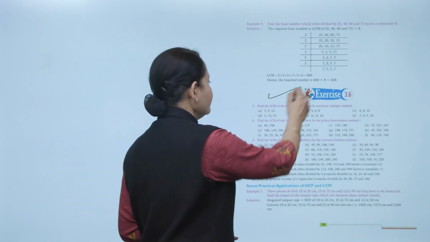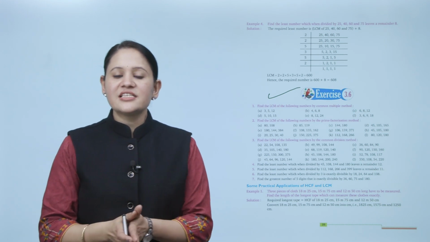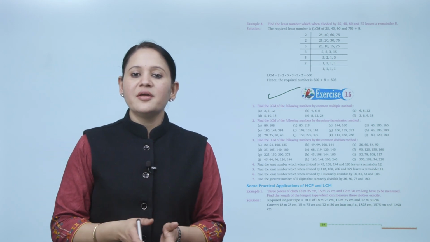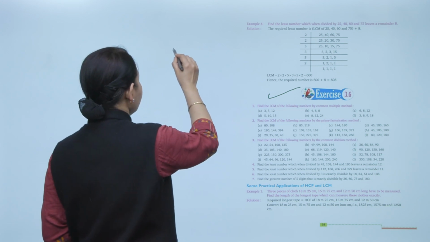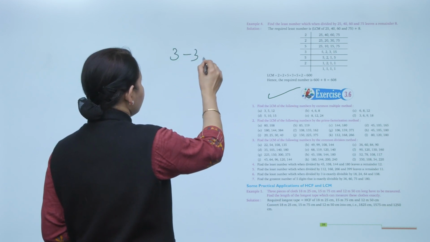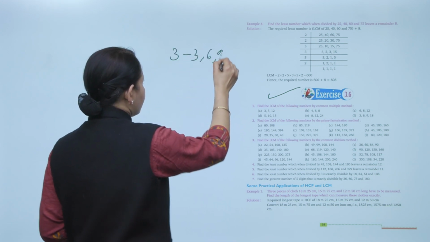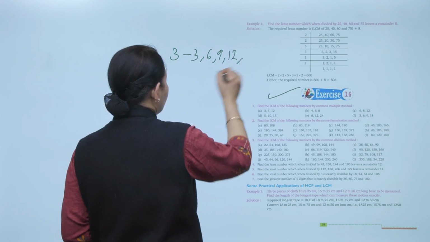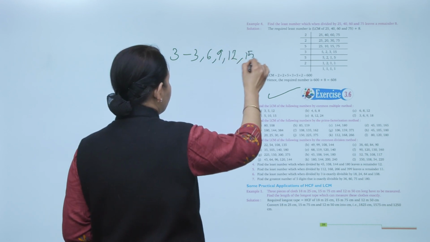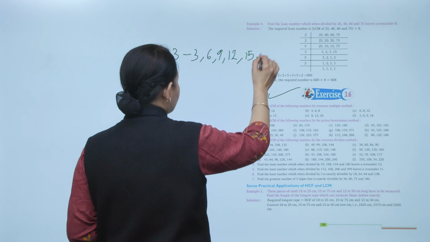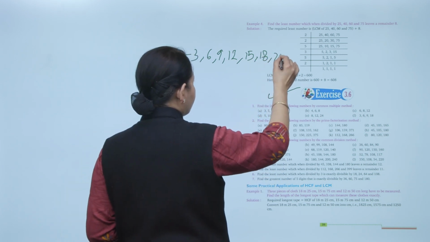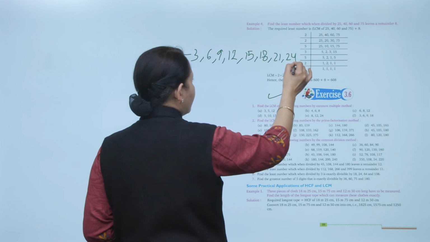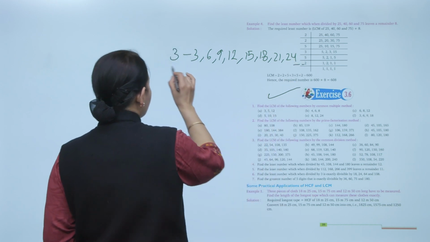Next is exercise 3.6. Find the LCM of the following numbers by the common multiple method. So first we'll write the multiples of 3. That is 3, 6, 9, 12, 15, 18 and so on. Multiples of 5.